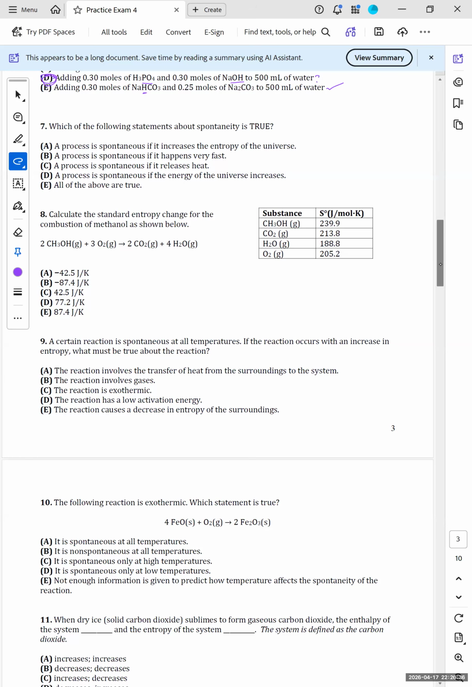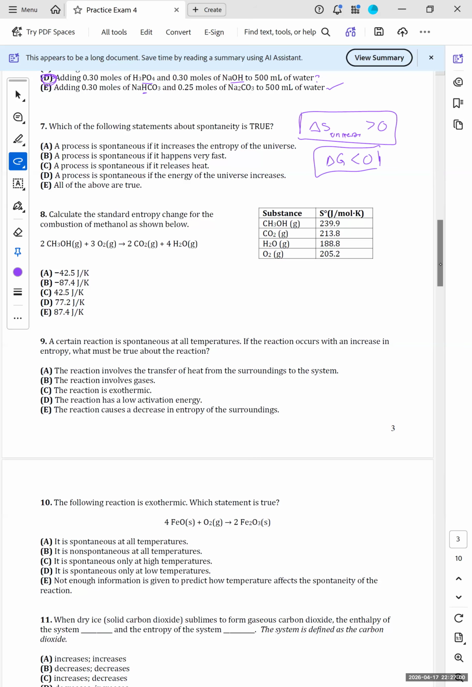So with spontaneity, the delta S of the universe is greater than zero. So that means this is spontaneous, right? And this is what's saying is true. We also know that delta G is less than zero.